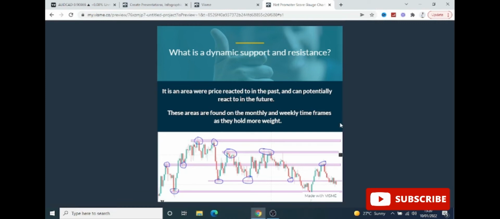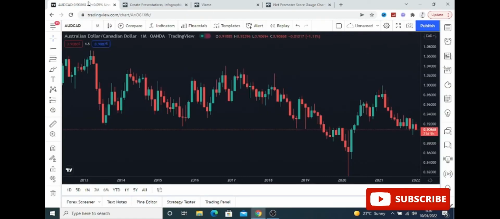What is a dynamic support and resistance? It is an area where price reacted to in the past and can potentially react to in the future. So these areas are found on the monthly and weekly time frames as they hold more weight. These areas are obvious. So let's hop onto the charts so that we can identify these areas.